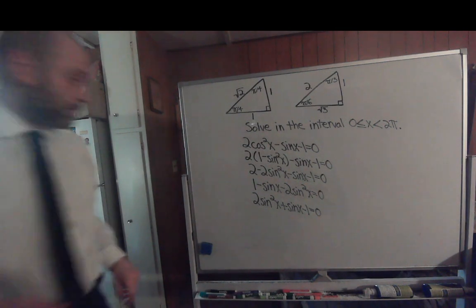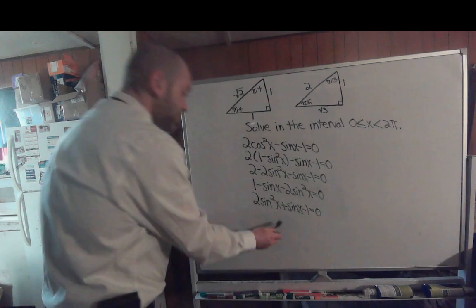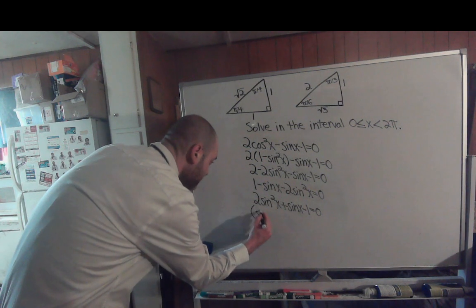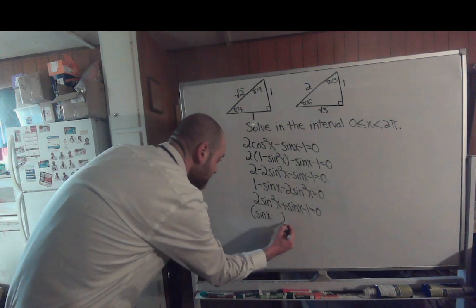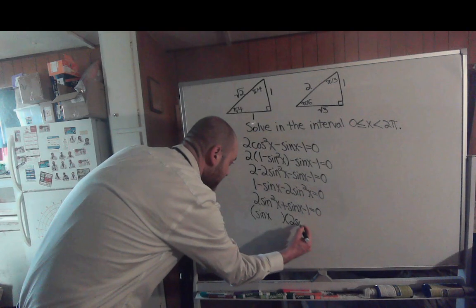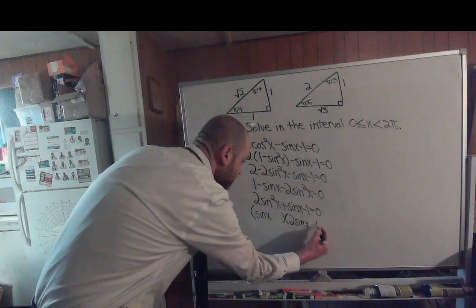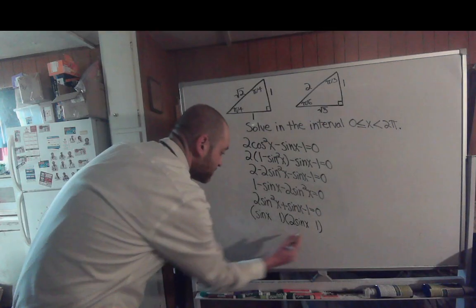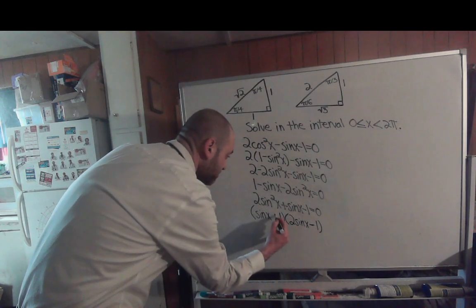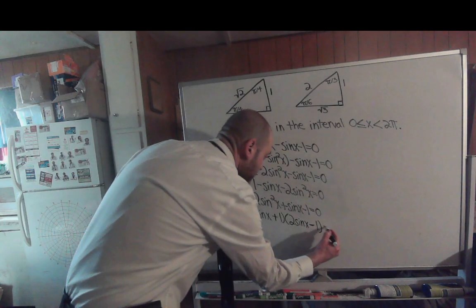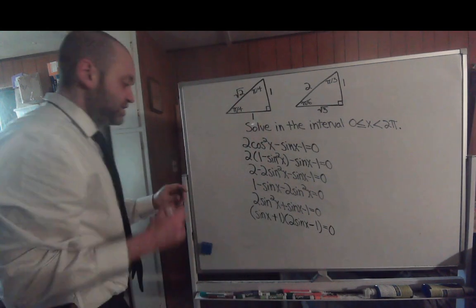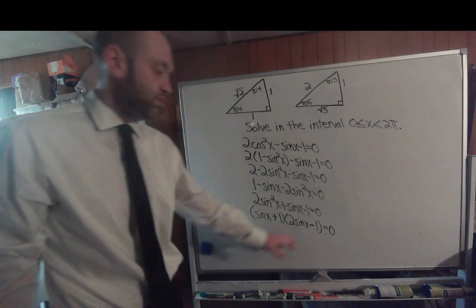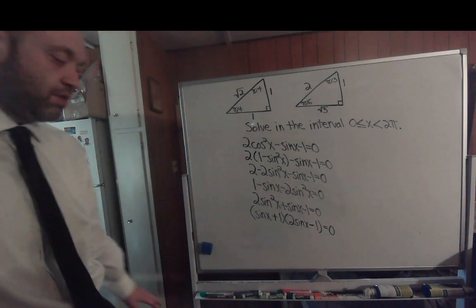So anyway, let's factor this. So you should end up having a sine of x, and then you'll have a 2 sine of x, still 1, and then a 1. So this would end up being a minus 1. This would be plus 1. Set all that equal to 0. Okay, so this should break down into the sine of x plus 1 times the quantity of 2 sine of x minus 1 equals 0.